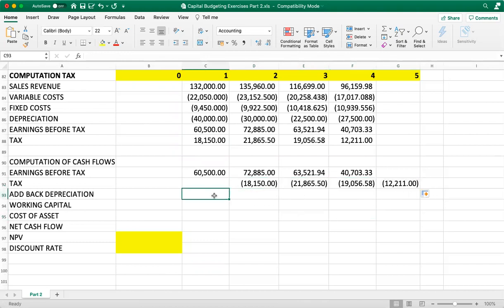Next is depreciation. We add back depreciation. Why are we adding back depreciation? We are adding back depreciation because depreciation does not involve cash outflow. It is treated as an expense for purposes of tax benefits, but it does not involve movement of cash. So we add it back. So equals minus, that will make it a positive.